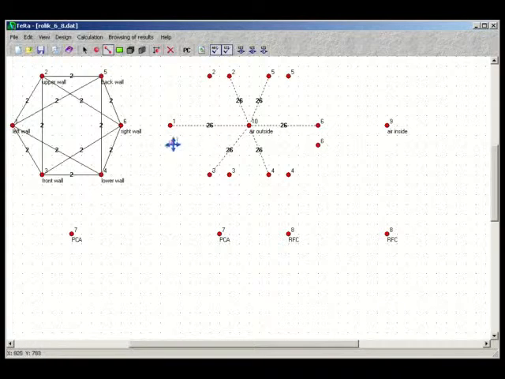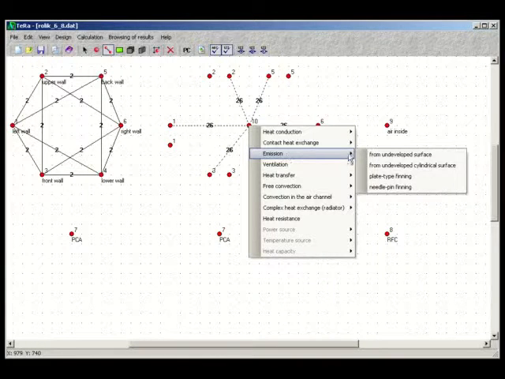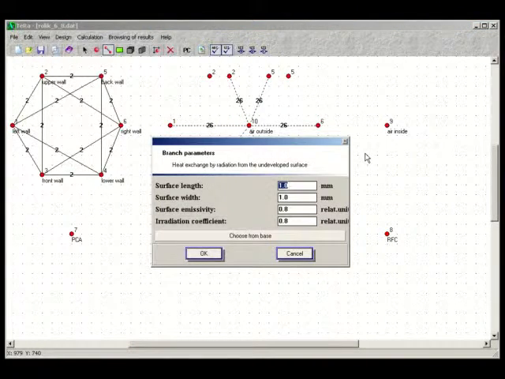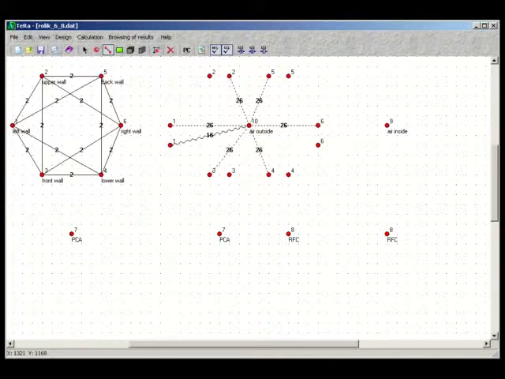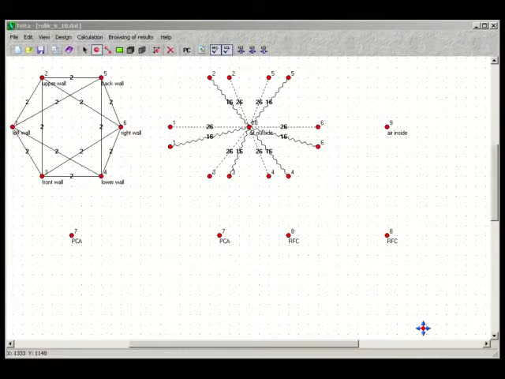Block 1 we connect with block 10 by the branch emission from the undeveloped surface. Parameter of the branch of the left wall: surface length 300, surface width 200. The emissivity factor and irradiation coefficient are taken from database for the aluminum alloy. Similarly, we connect all other walls of the case to block 10. The right, top, front, back, and bottom internal sides of the case are interacting with air inside the unit.